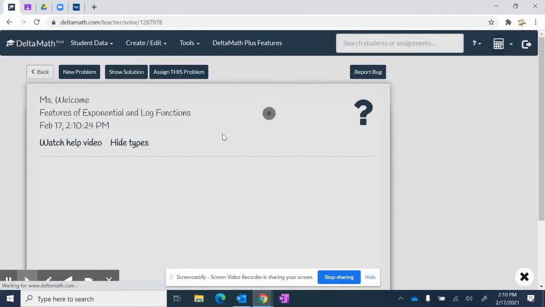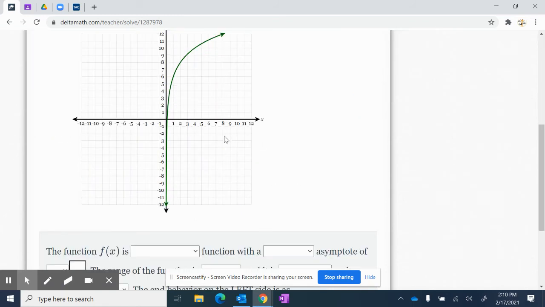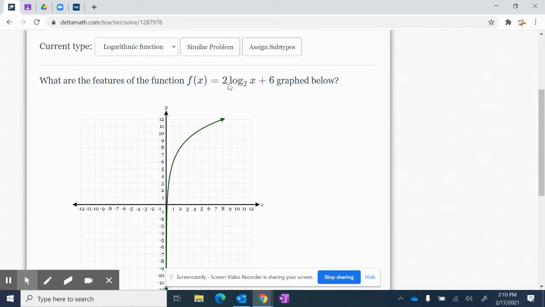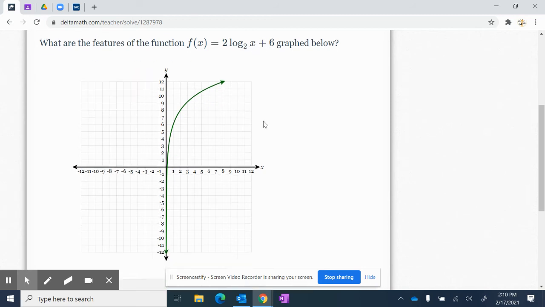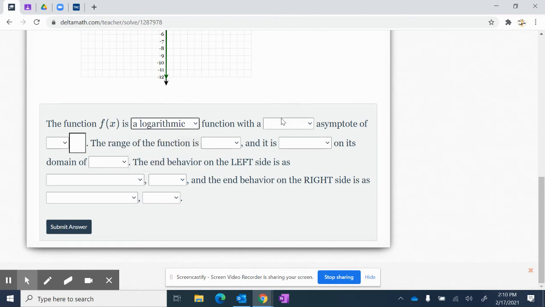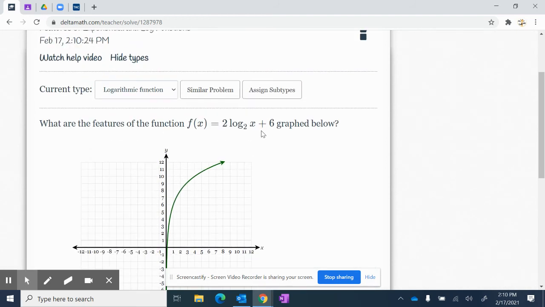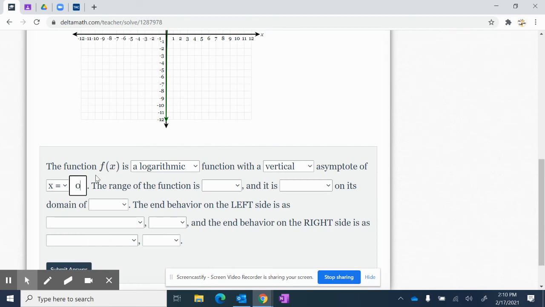Okay, and then the last one I'm going to do, I've got 2 times log base 2 of x plus 6. Okay, so this is a log function, which means there's a vertical asymptote of x equals something. There's no parentheses here. So from notes today, if you remember, I said if there's no parentheses, then your asymptote is 0. Okay, so we're going to put 0 in the box here.